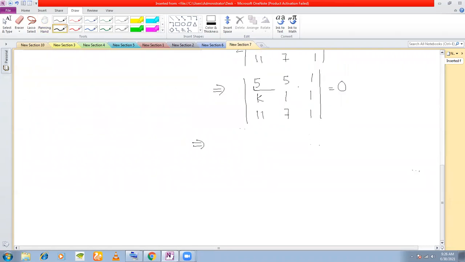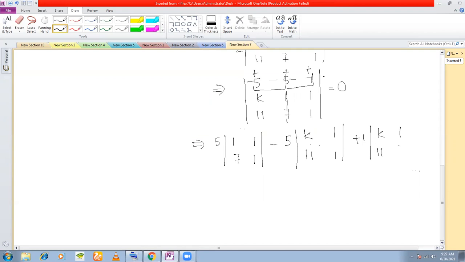Let us expand it along the first row only. So 5 into the minor 1, 1, 7, 1. So there's a plus sign, minus sign, plus sign. Next, minus sign, minus into the element here, this 5, so minus 5. What is the minor here? You remove this row and column, you get K, 1, 11, 1, and finally you have a plus sign and a 1 here. That means plus 1 into K, 1, 11, 7 must be equal to 0.